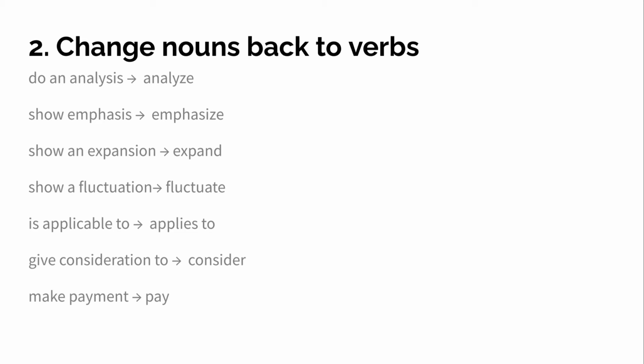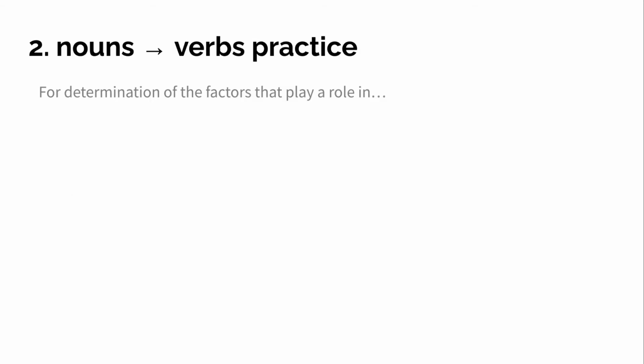For now, let's practice changing nouns back into verbs. Here are some examples. "For determination of the factors that play a role in." In this phrase, can you find the zombie noun? Can you find the nominalization and figure out how it needs to be a verb? That's right, the nominalization was "determination." So you have to determine the factors that play a role in.